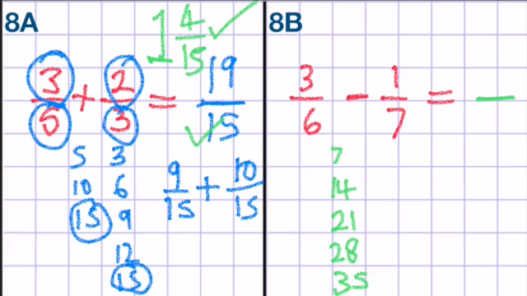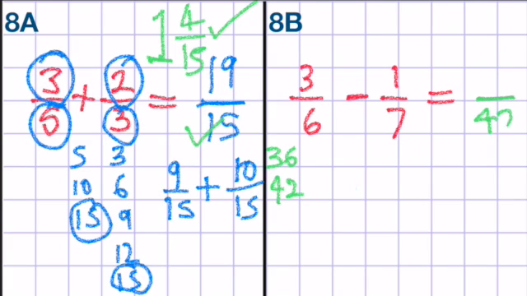So 36, 42. Now I happen to know that 42 is a multiple of 7. 6 times 7 is 42. So 42 is the new denominator.